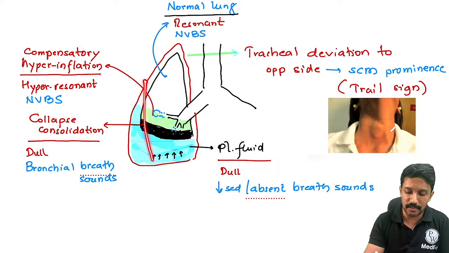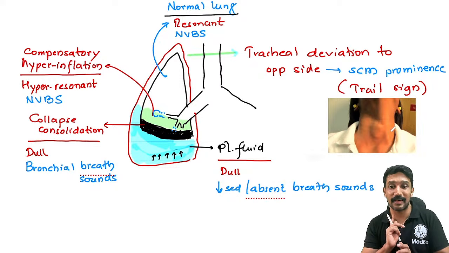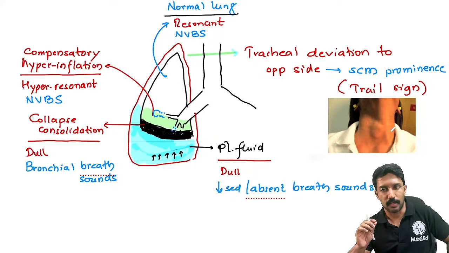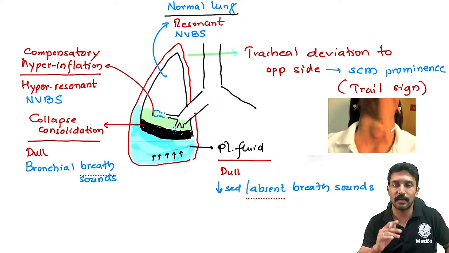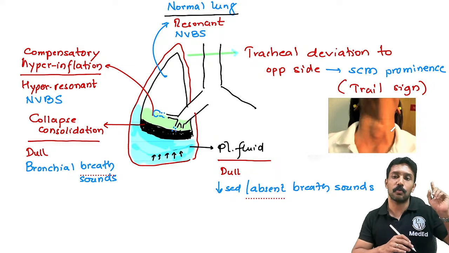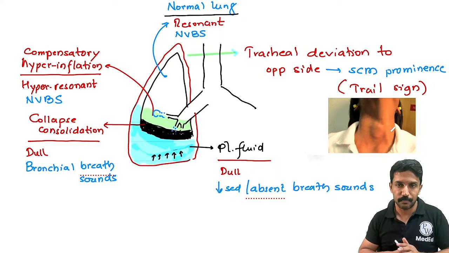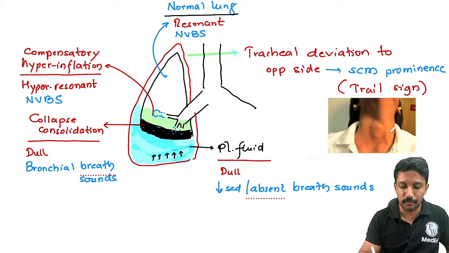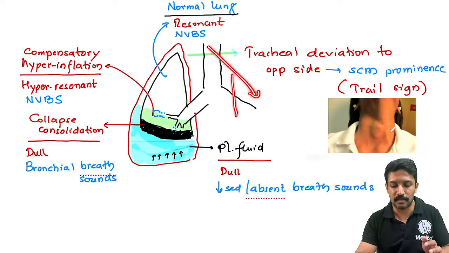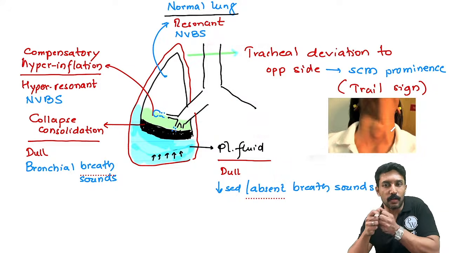If the fluid is massive, it will push the trachea to the opposite side, lift the sternocleidomastoid. We will call that Trail sign. In pleural effusion, Trail sign is positive on the opposite side of the effusion, because if the effusion is on the right, then the trachea will be pushed to the left and the sternocleidomastoid will become prominent. But if a lung collapses, it will pull the trachea towards its side. Like if this side's lung collapses, it will pull it.